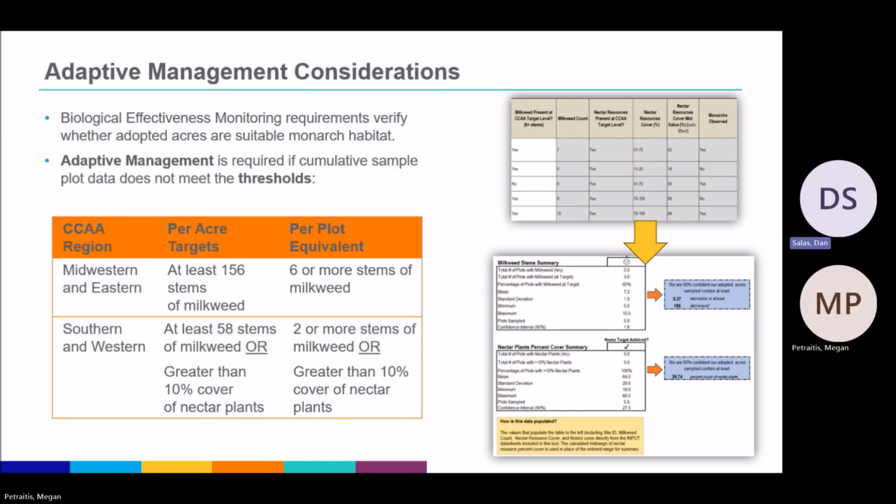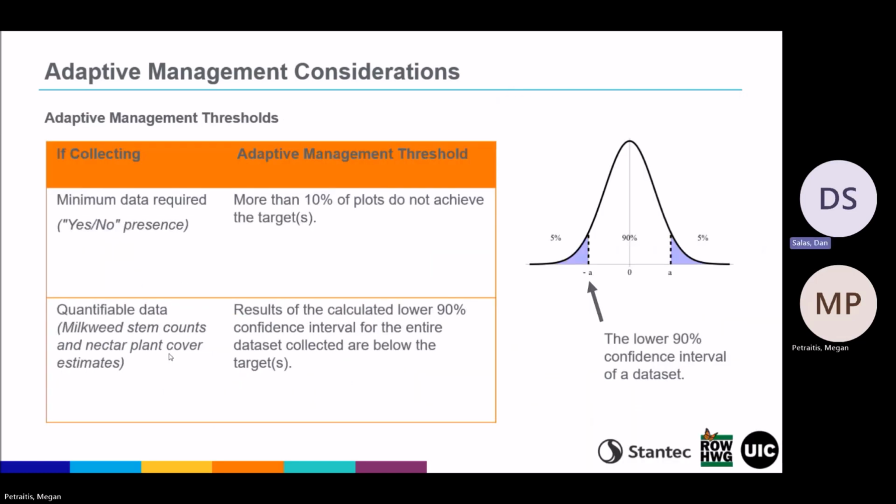So a little bit more on that, if you go to the next slide. As a reminder, there is the minimum data requirement where you're simply stating, yes or no, you have the milkweed target or the nectar plant target in that individual plot. So it's a very bare minimum data collection. Of course, we really encourage you to take more and more beneficial data when you're out there.